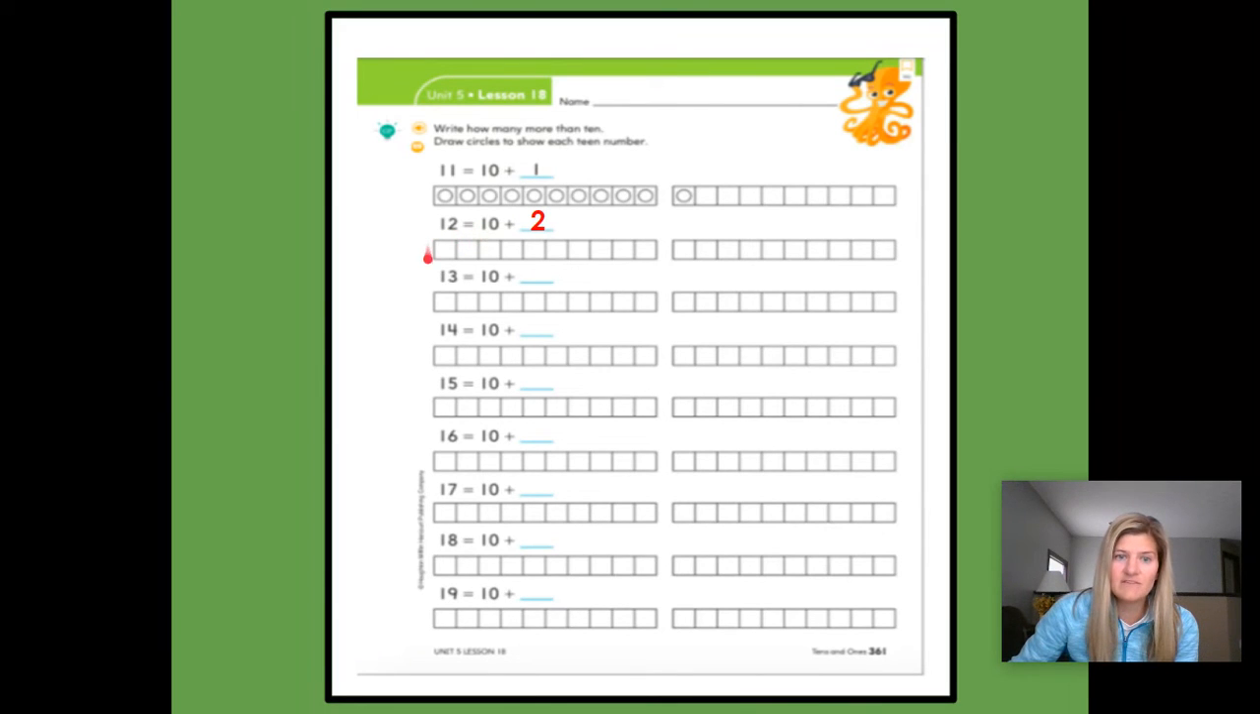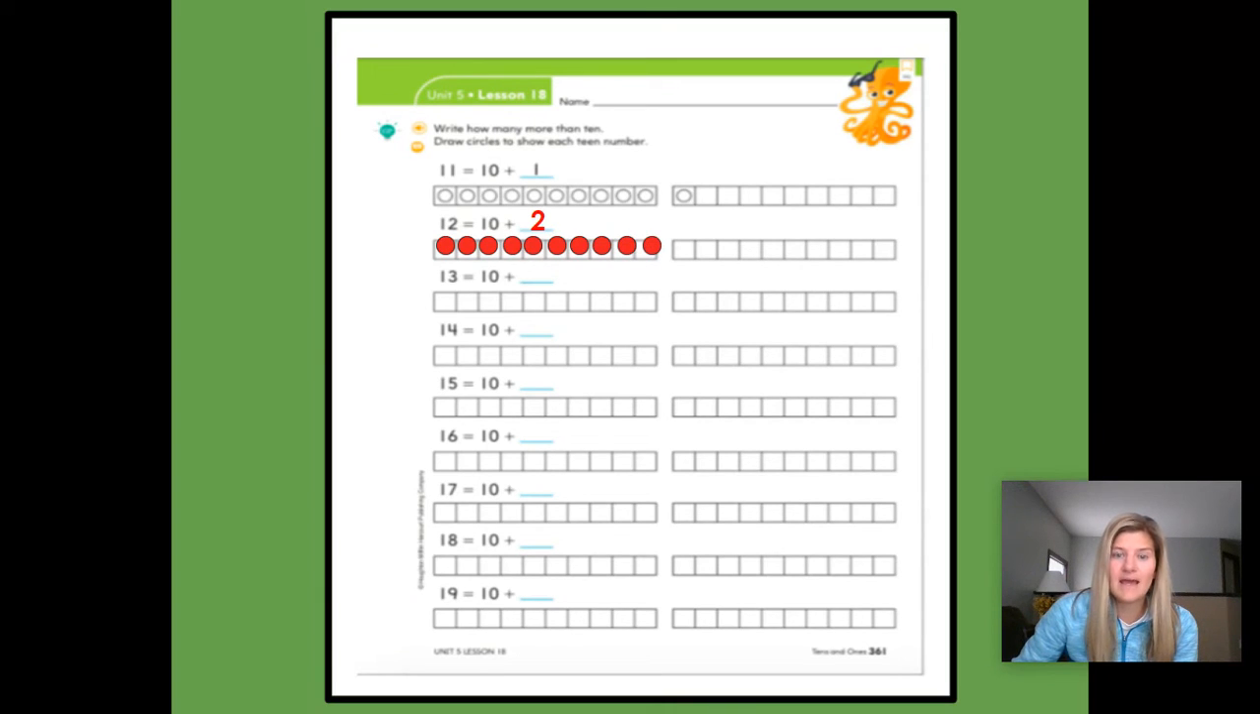So if we look, we have a 10 stick in here, so we know that we need to fill in this 10 stick by drawing circles. So here we go. 1, 2, 3, 4, 5, 6, 7, 8, 9, 10. I filled in my 10 stick.